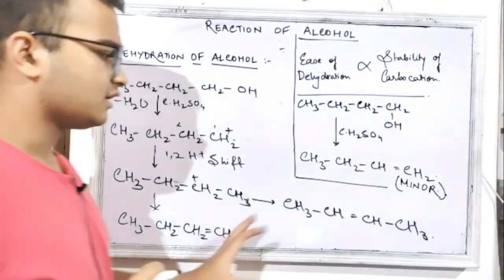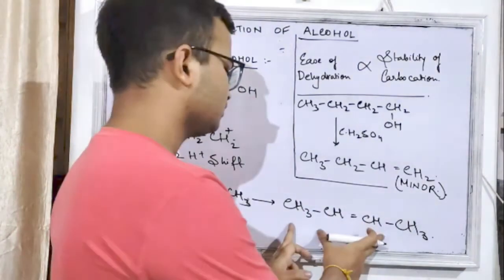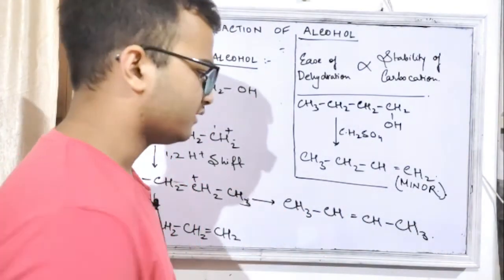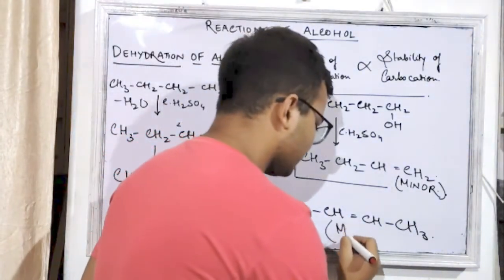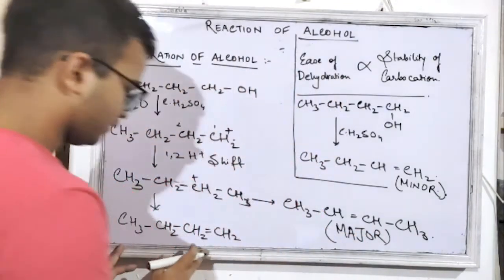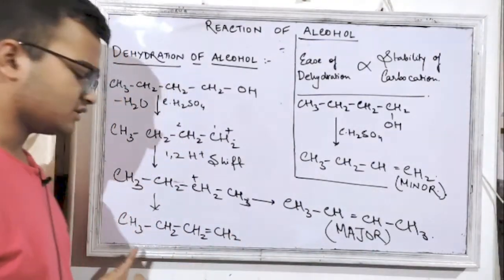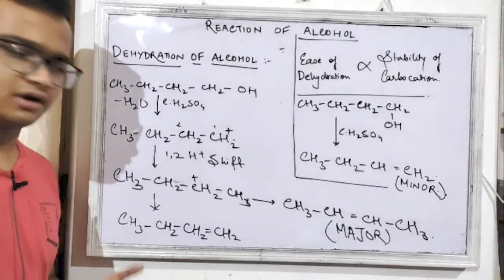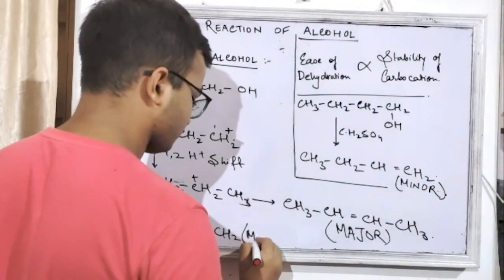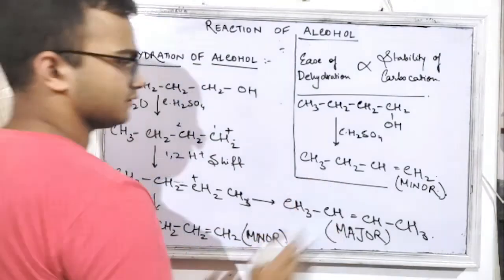Now if you count the number of hyperconjugative hydrogens over here, you will see this one has a greater number of hyperconjugative hydrogens, so this one will be the major product. And this one will have fewer hyperconjugative hydrogens than this one, so this one will be the minor product. So I'm writing here minor product, right? See, this one is this one, right?